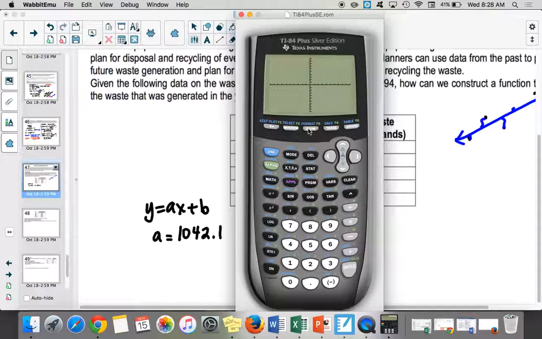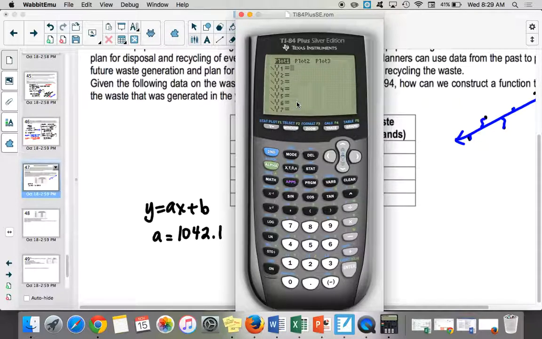Or sometimes if you hit zoom and you go down to zoom stat and hit it, then you'll see it. Does that make sense? So I went to zoom, and then I went all the way down to zoom stat, and it gives me the perfect window for the L1, L2. Okay, the reason yours has a line on it is because you have something under Y1.